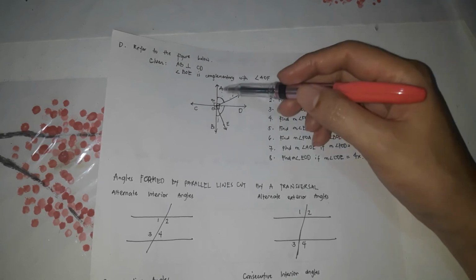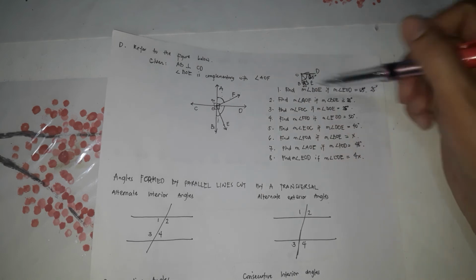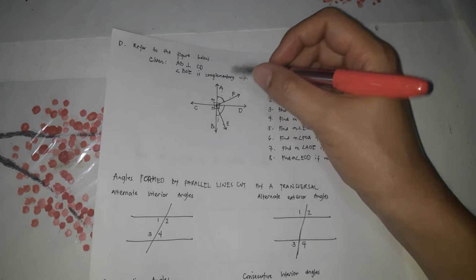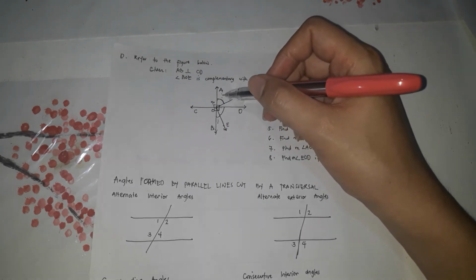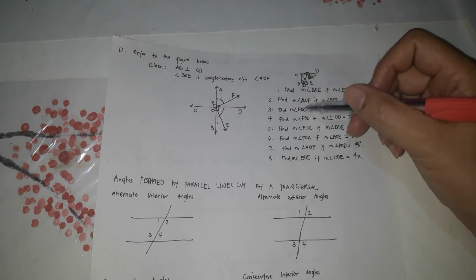So number 2, AOF. And if BOE is 28 degrees. Again, ang given dito is complementary sila. Ibig sabihin, form sila ng 90 degrees. So, 90 minus 28, that's 62 degrees. So, 62 degrees. Am I right? Yes.